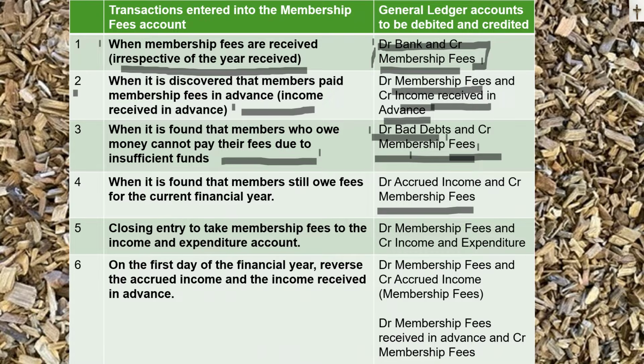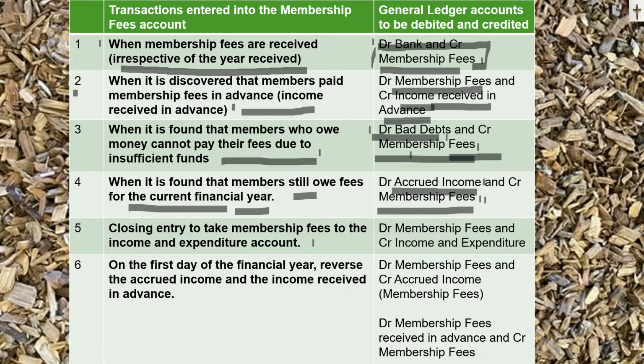When it is found that members still owe fees for the current year, we've earned the income but we have not received the money, we're going to debit accrued income, an increase in assets, and we're going to credit membership fees because we've earned that money but not yet received it. So we need to show, according to the matching principle, the income that we've earned even though we haven't received it. So we debit accrued income and we credit membership fees.